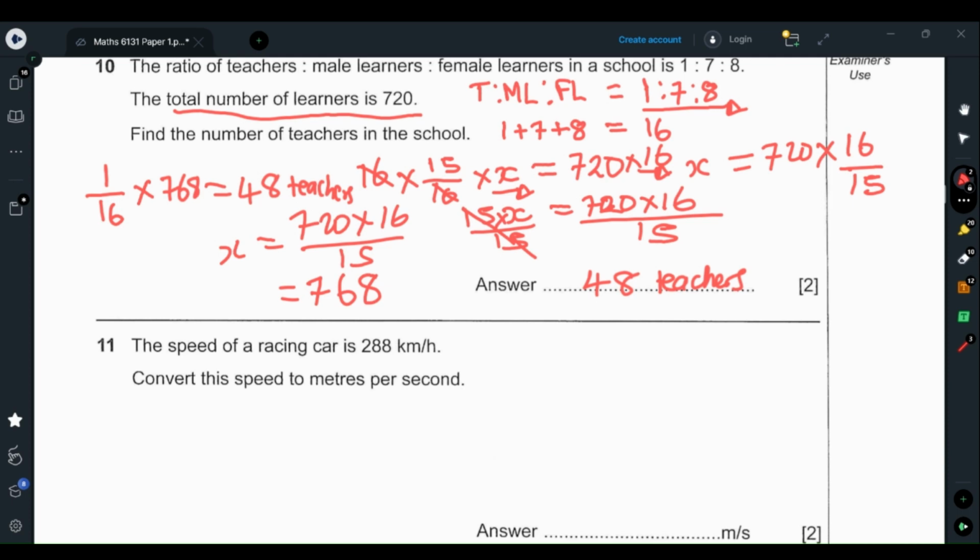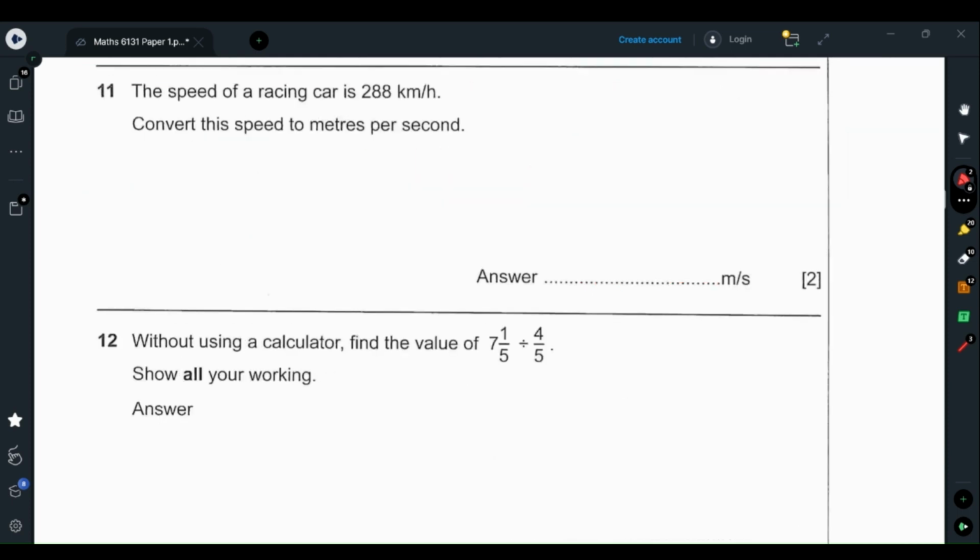And just like that, question 11. Speed of a racing car is 288 kilometers an hour. Convert this speed to meters per second. Well, this is an easy one. So you just divide by 3.6. You divide it by 3.6, and that will give you 80 meters per second.